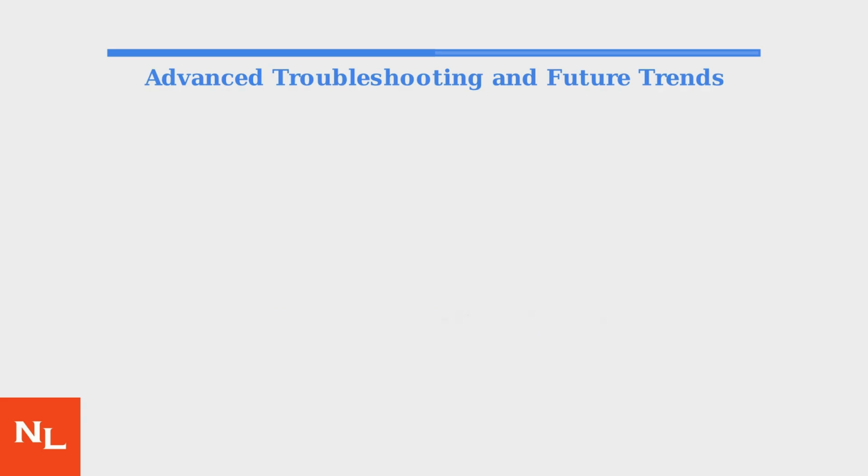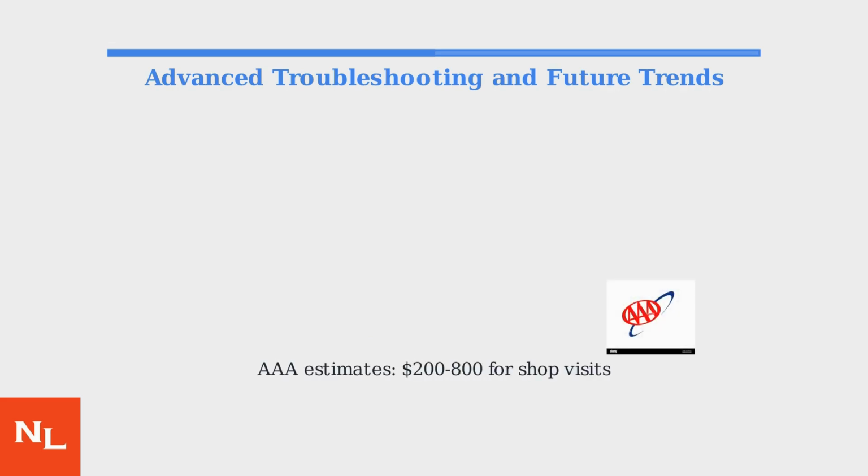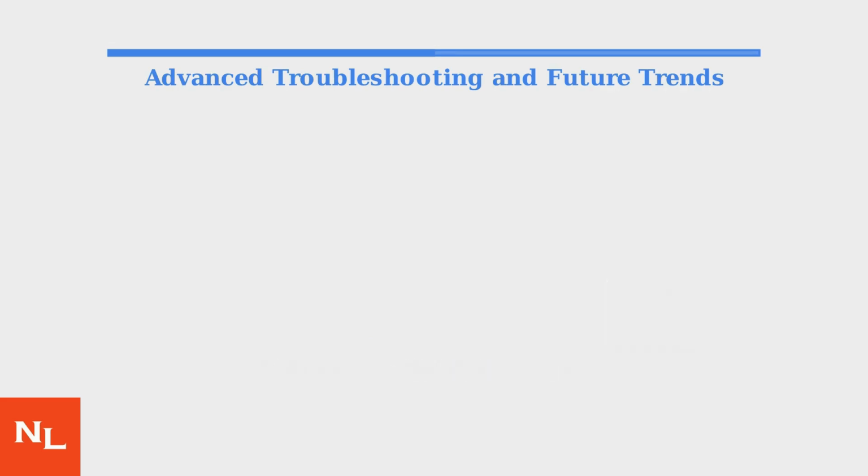2019 Equinox had black screen issues, fixed by a GM patch in 2023. Experts note improving resolution rates with OTA updates. If needed, professional help costs $200 to $800, according to AAA.